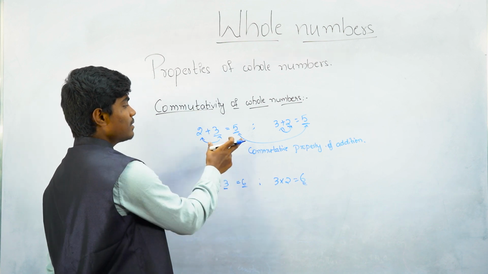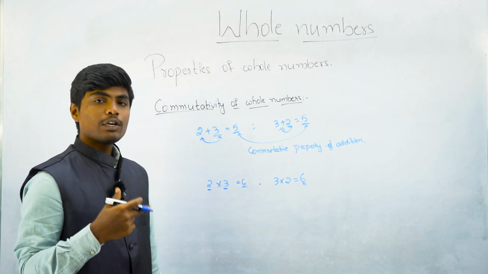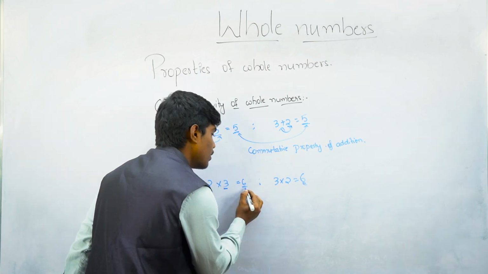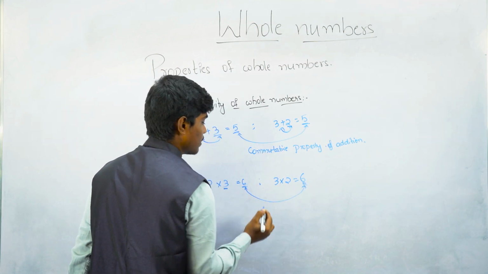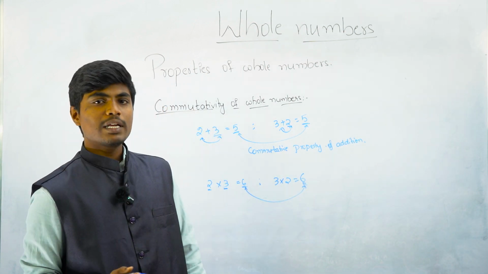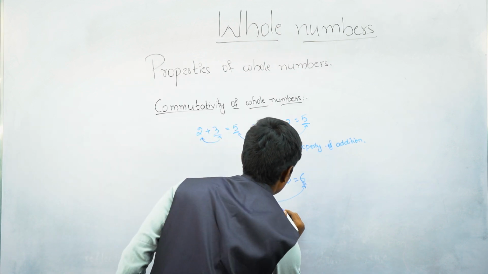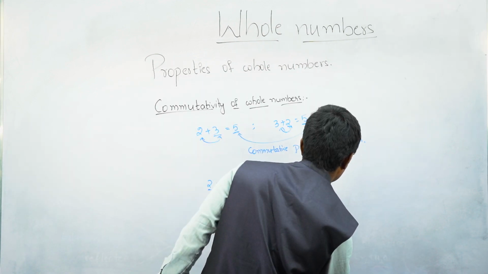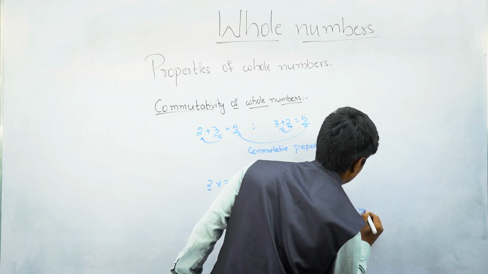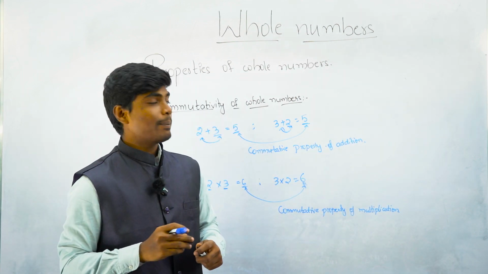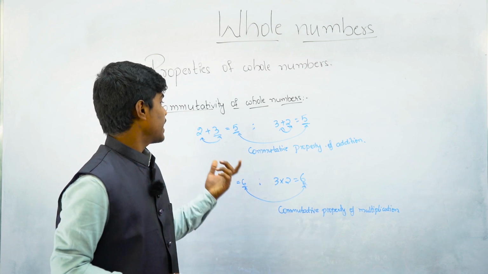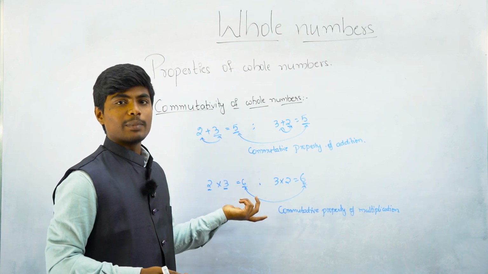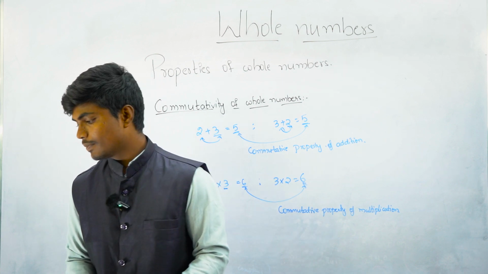Here, as in the addition, irrespective of the order, if we take two numbers, we will get the same answer. This is called commutative property under multiplication. Commutative property of multiplication. Here you got my point cleared. See, irrespective of the order, if we add the numbers or multiply the numbers, the answer is same.